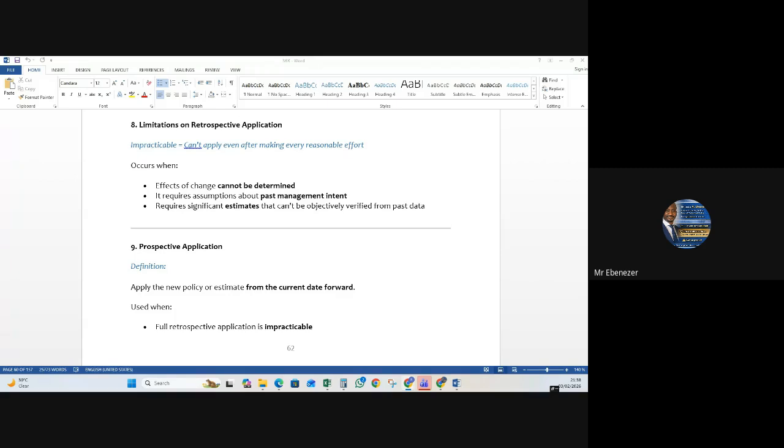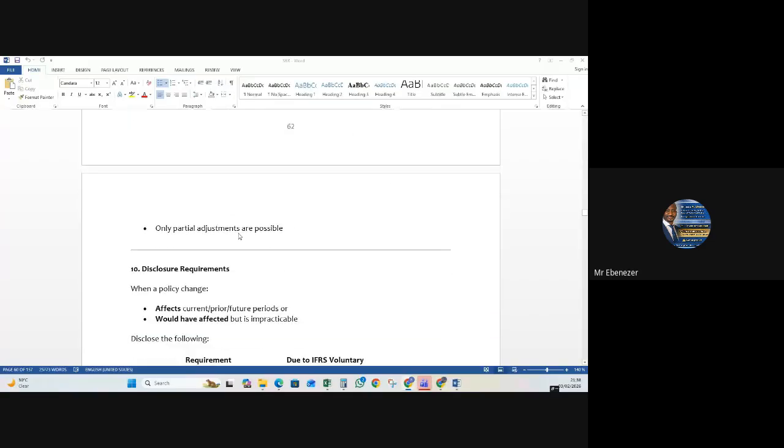All right. So how do we do prospective application? You apply the new policy from the current date forward, and you use it when full retrospective application is impracticable and only partial adjustments are possible. When you can only make partial adjustments, and that's what we have here.